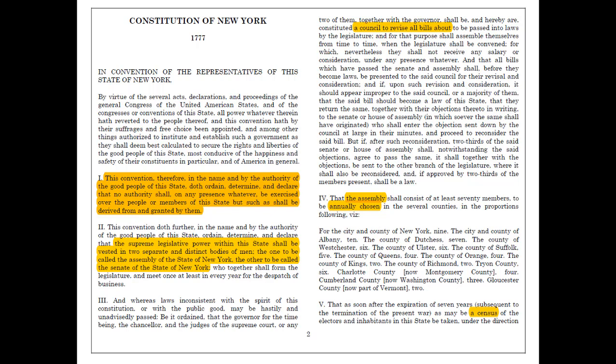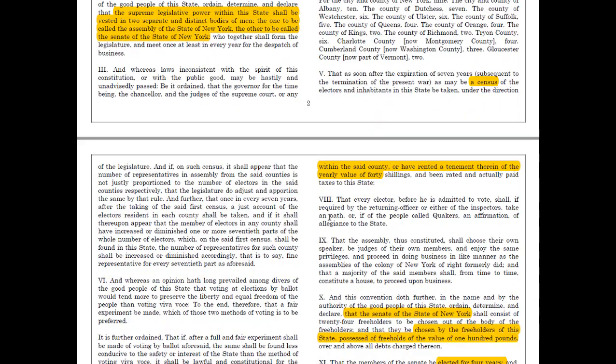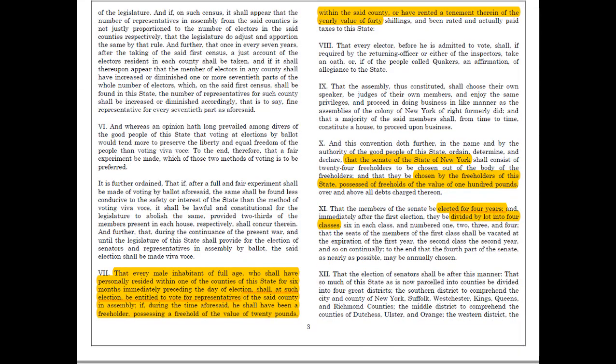So let's look now back on page 2 at the construction of these two houses of the legislative branch. In Article 4, we get a description of the assembly on the right-hand column of page 2, that the assembly shall consist of at least 70 members to be annually chosen in the several counties in the following proportions. And then this key feature in Article 5, that as soon after the expiration of 7 years subsequent to the termination of the present war, as may be, a census of the electors and inhabitants of the state may be taken under the direction of the legislature.